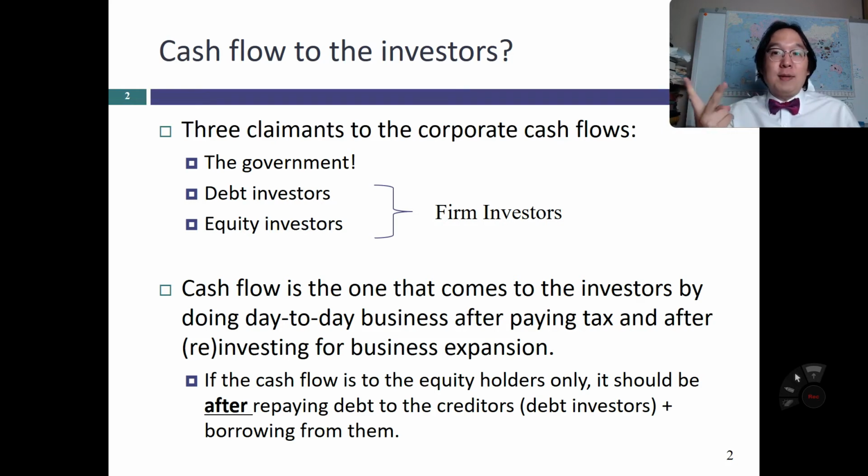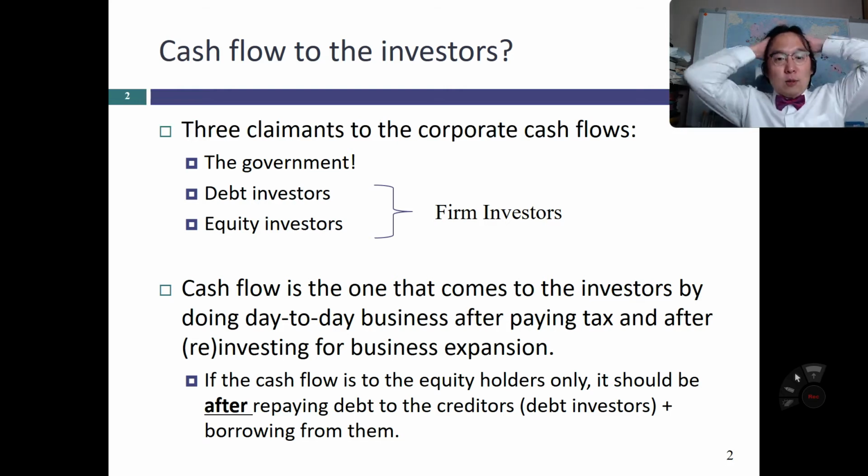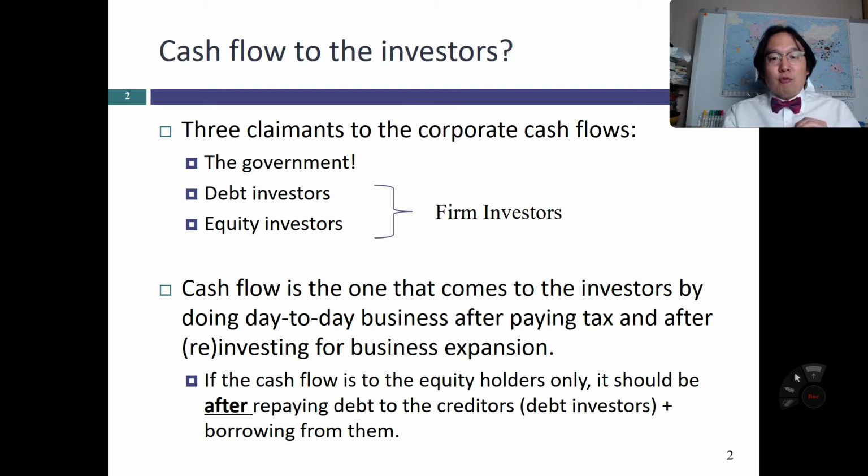Then two claimants to your cash flow still remain. One is debt investors and the other is equity investors, right? These two we call the firm's investors, debt and equity. Cash flow is what comes to the investors from doing day-to-day business after paying tax and after reinvesting for business expansion. If the cash flow is to the equity holders only, it should be after repaying debt to the creditors. Creditors means debt holders, right? Debt investors, the ones you borrow from.